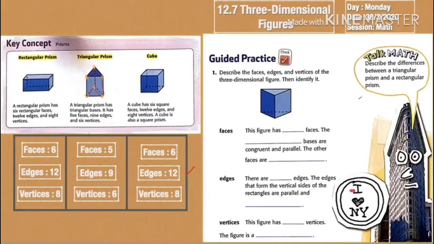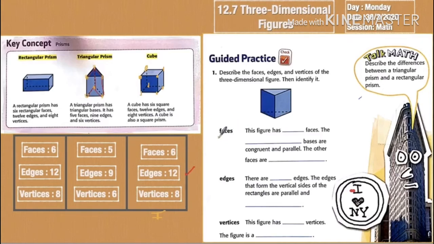Let's check. 1, 2, 3, 4, 5, 6, 7, 8. So the cube has 6 faces, 12 edges, and 8 vertices. Okay? So our question here says: describe the faces, edges, and vertices of the three-dimensional figure, then identify it. Just like we did on the front, with the suitcase, we are going to do something very similar.